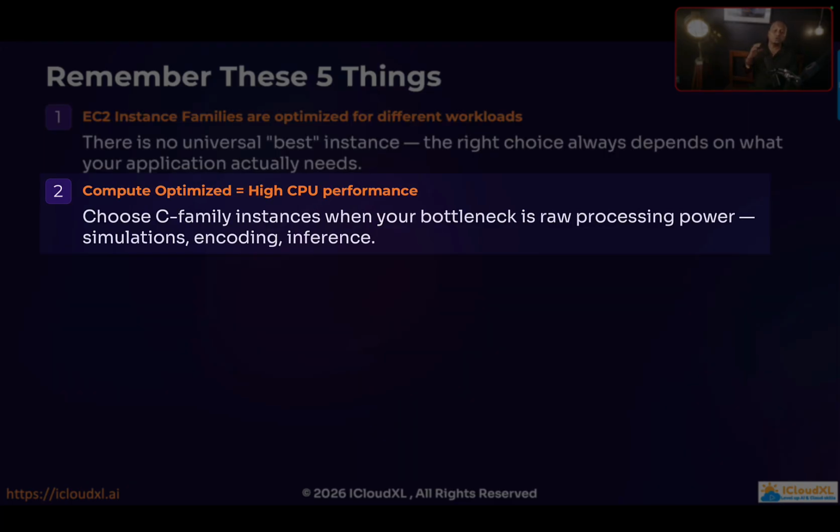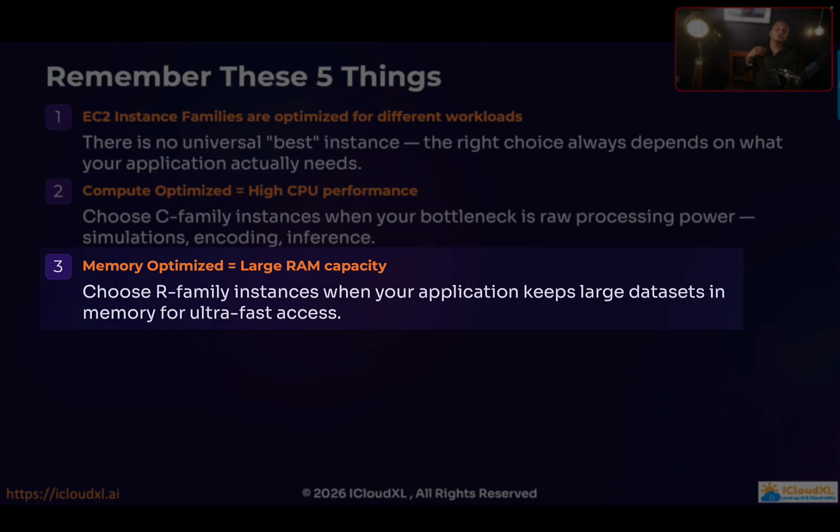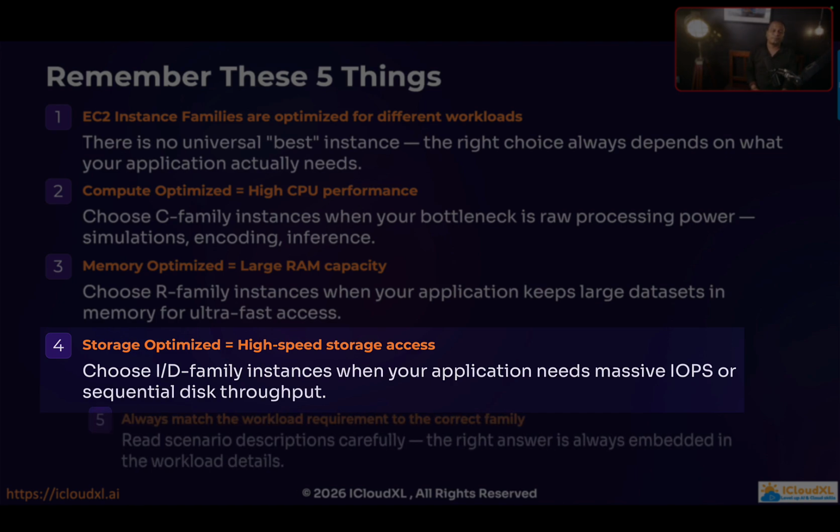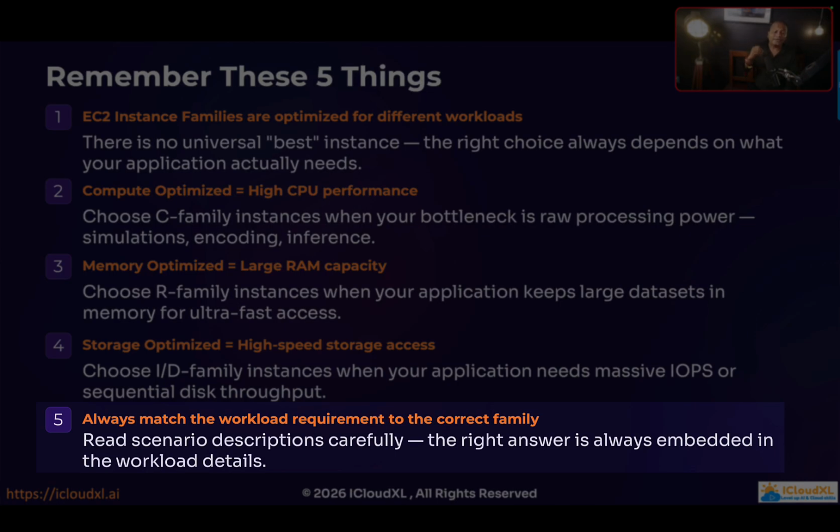Number 2: choose C family instances when your bottleneck is raw processing power, such as simultaneous simulations, encoding, and inference. Choose R family instances when your application keeps large datasets in memory for ultra fast access. Choose ID family instances when your application needs massive IOPS or sequential disk throughput. Last but not least, read scenario descriptions carefully in your exam. The right answer is always embedded in the workload details itself.